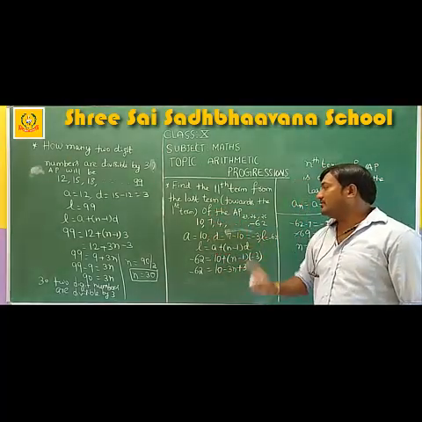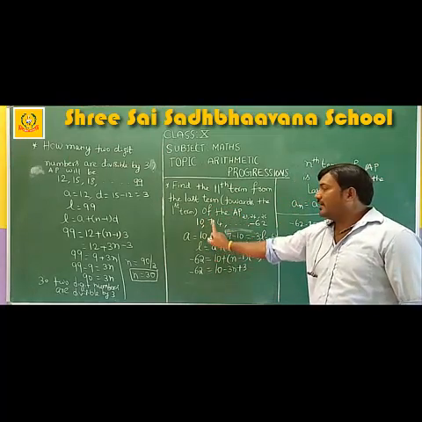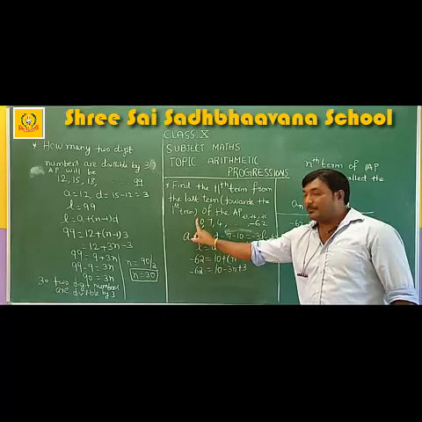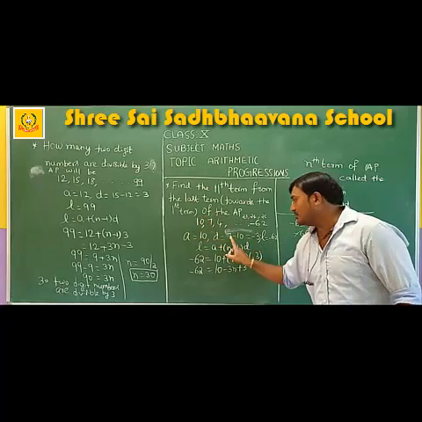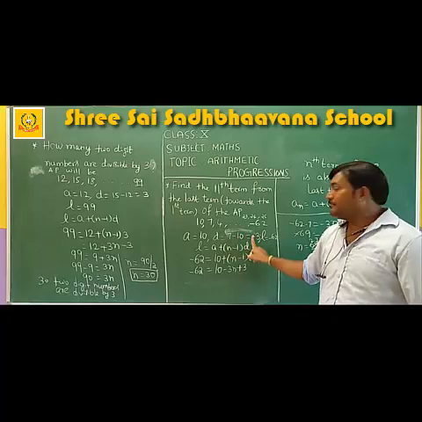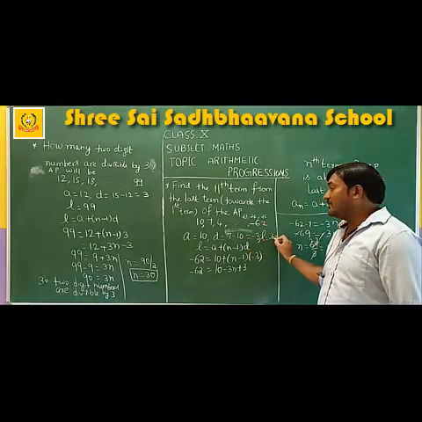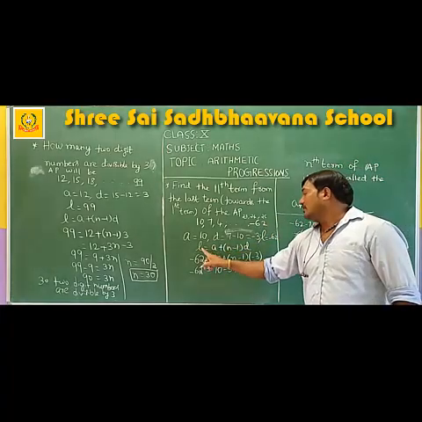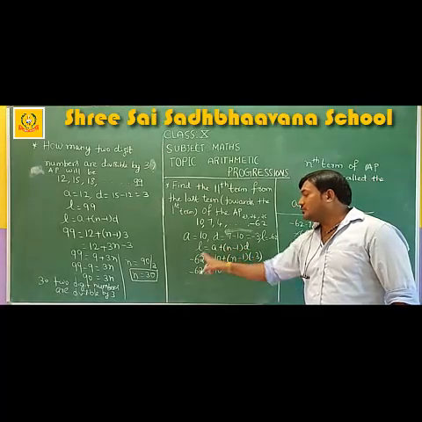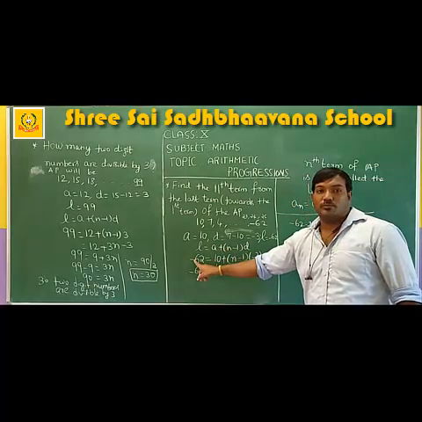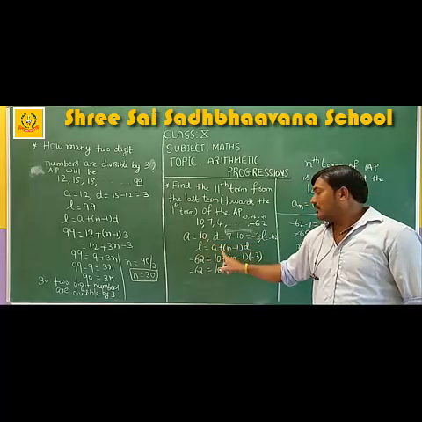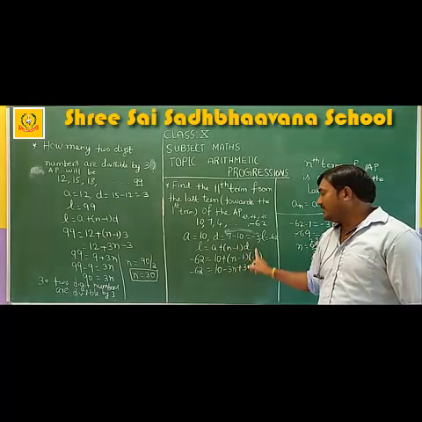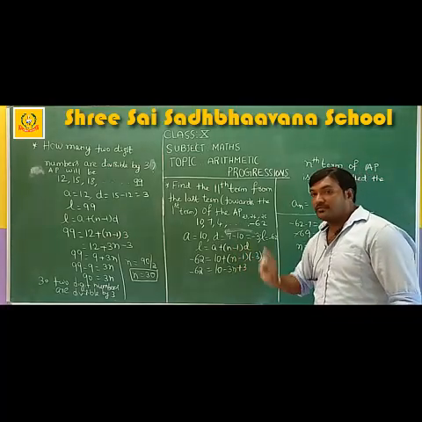Now the A value is 10, and the second term is 7. So how will you find the D value? Second term minus first term, which is 7 minus 10, which is minus 3. The last term is given, which is minus 62. According to the formula, the last term is A plus (n minus 1) into D, which should be equal to minus 62. A is 10, and we have to find n, so keep n minus 1 as it is. D is minus 3.